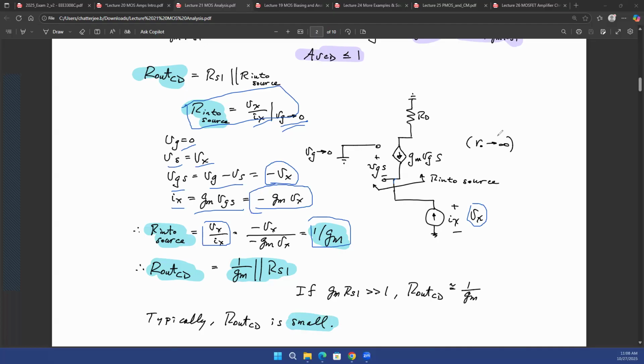Similarly, if you wanted to find the resistance looking into the drain of a MOSFET, you could do just the same analysis. Let's say this is my gate terminal, this is my source terminal. I connect my gate terminal to ground, and then you have this gm times VGS.